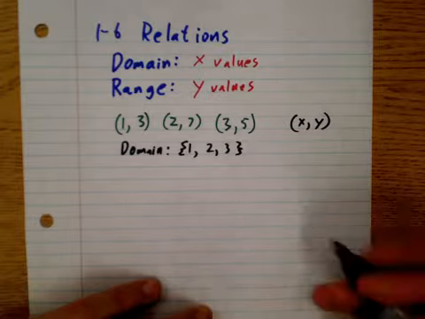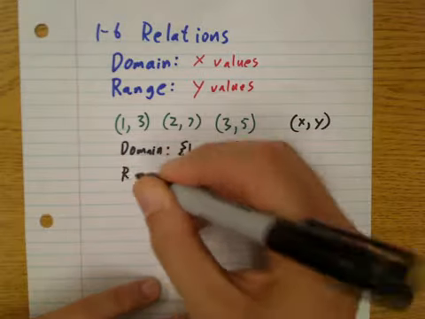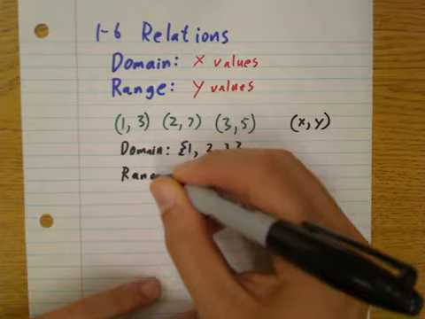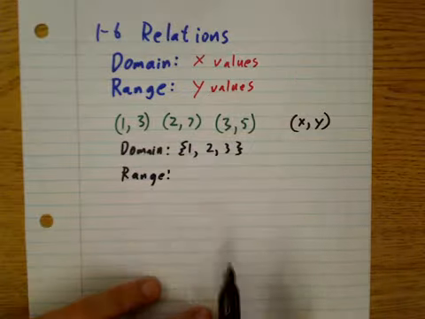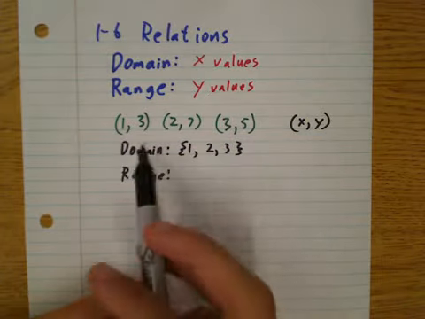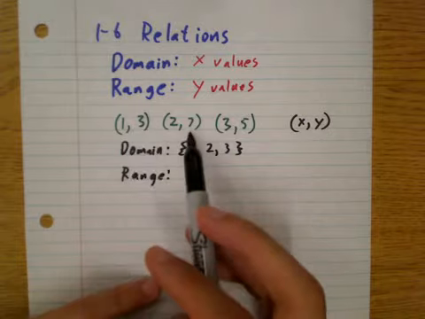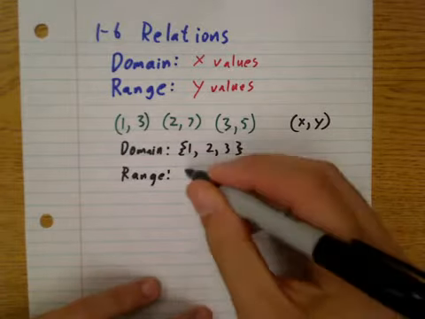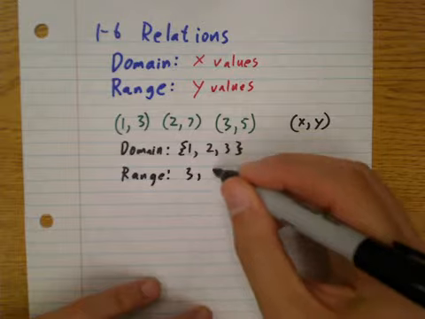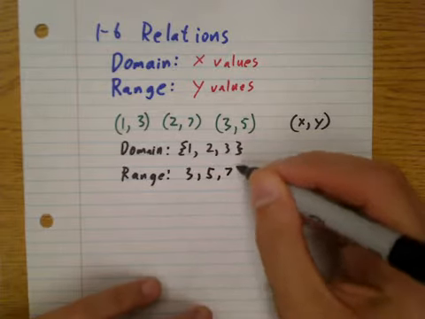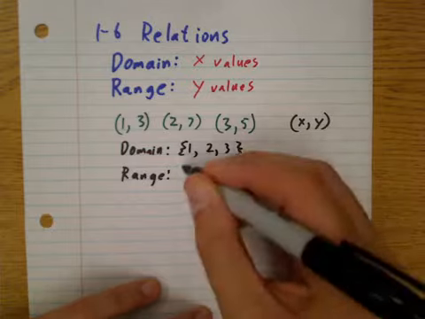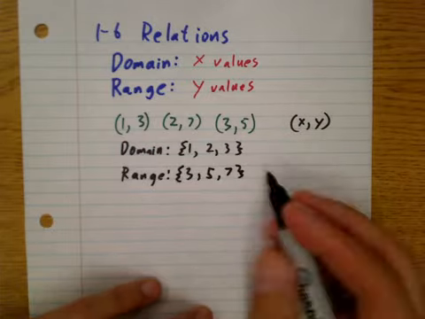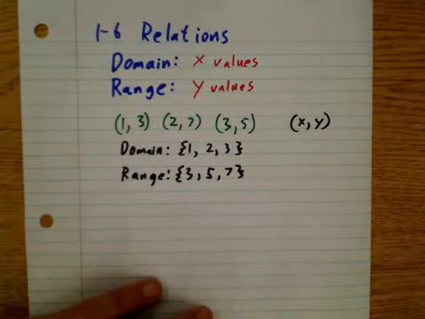And then we can talk about the range. And the range is just the y values. So the y values are 3, 7, and 5. So 3, and I'm actually going to put these in order. 5, and then 7. And if you don't put them in order, that's really okay, but we generally will put them in order. 3, 5, and 7.